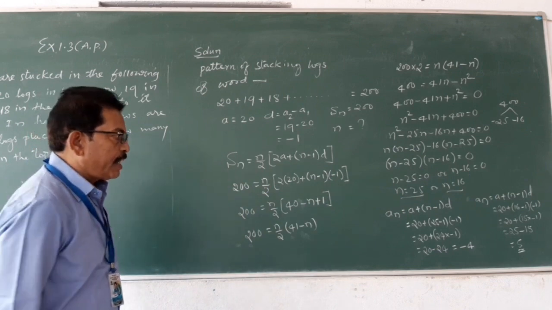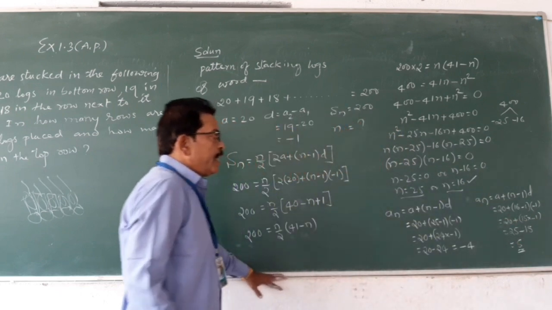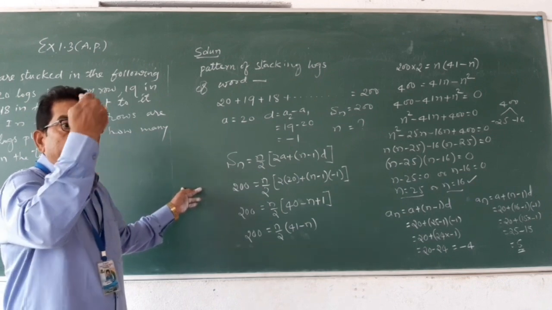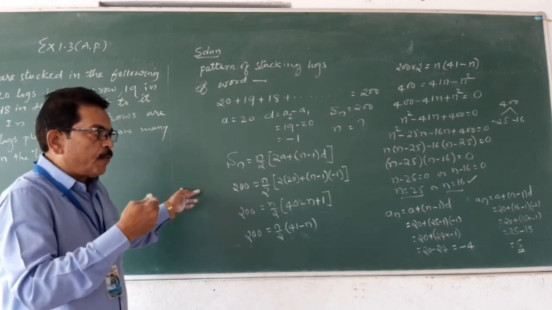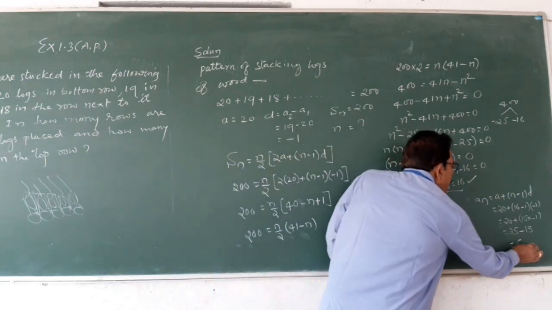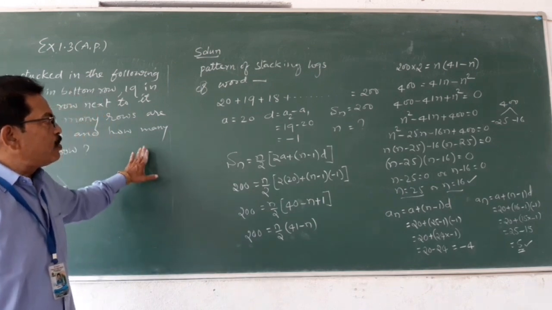See, which is the correct answer? 16. How many rows of logs of wood are there? There are 16 rows of logs of wood. At the upper level, how many logs of wood are there? At the 16th row, there are 5 logs of wood. See the solution once again.